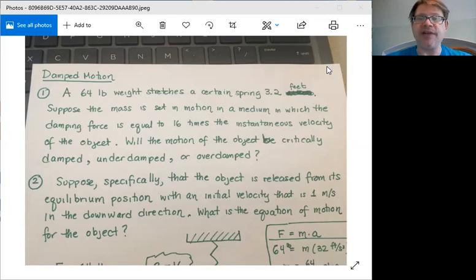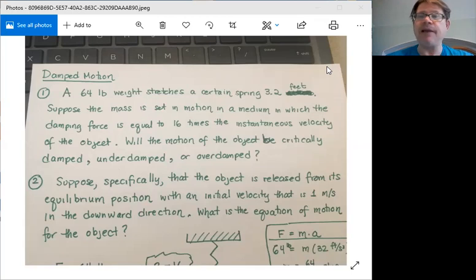We're going to say that the object is released from equilibrium, right at x equal to 0, with an initial velocity of 1 meter per second in the downward direction. And given those initial conditions, we're going to find the equation of motion for the object. But first, we want to decide what sort of motion we are going to have.